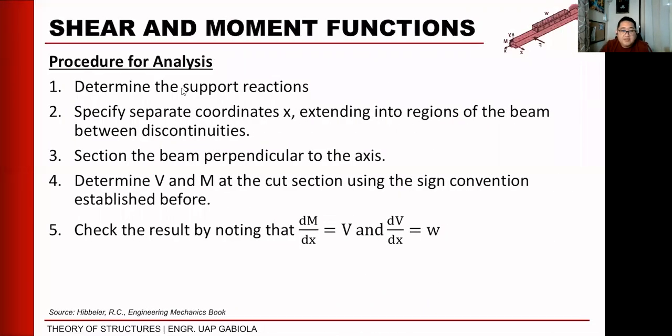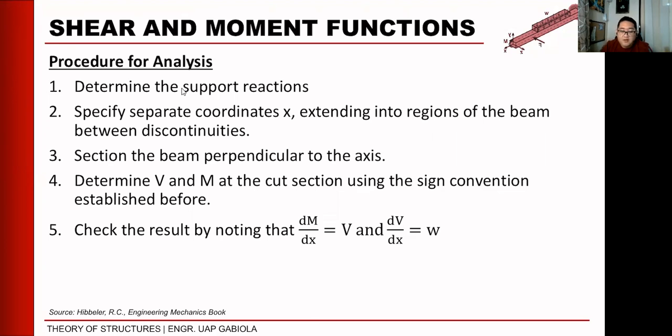So procedure for analysis nito. So determine daw natin again the support reaction kasi magkakat tayo ng segment. So gagamitin natin yung support reaction to calculate for the equation. Okay? Then specify daw natin yung separate coordinates x natin. Ibig sabihin, i-isolate natin yung segment natin and then i-reference natin siya doon sa outmost o yung leftmost na side natin, no? Na x, and then section the beam perpendicular to the axis, and then ayan, ma-determine natin yung V and M natin by using yung same sign convention for internal forces ng mga previous lecture natin.